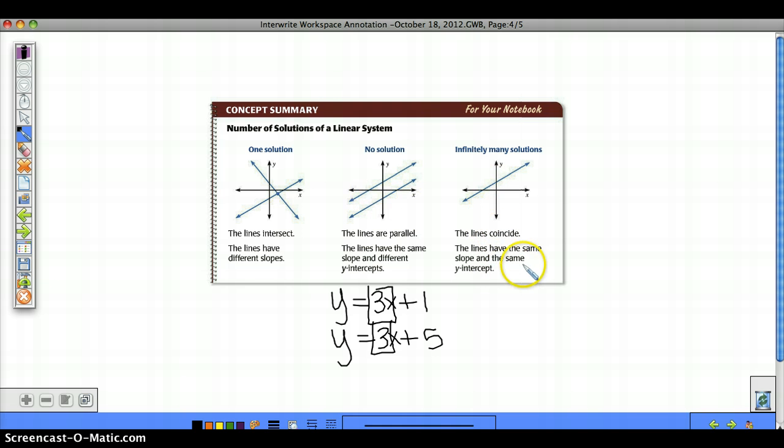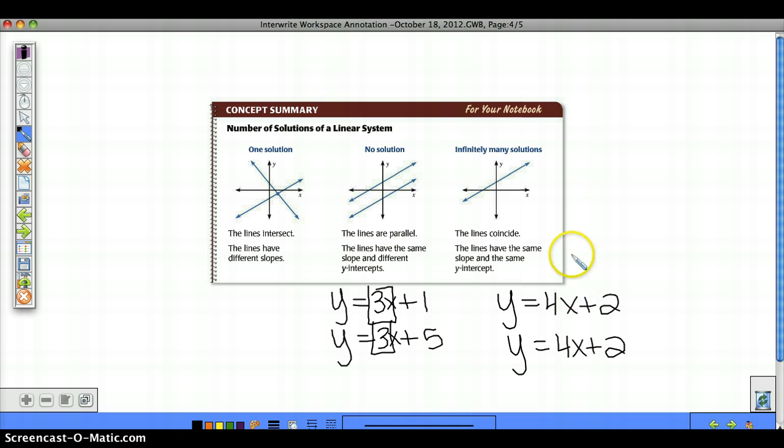You could also have infinitely many solutions, and that's when you have the exact same line. They intersect at every single point. This is going to look like this, where you have y equals 4x plus 2 and y equals 4x plus 2. They have the same slope and the same y-intercept.